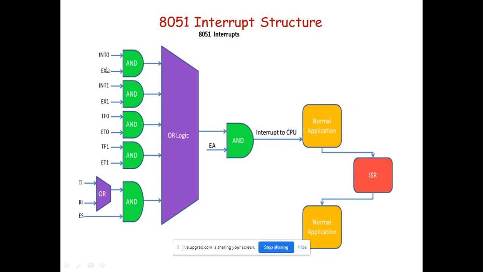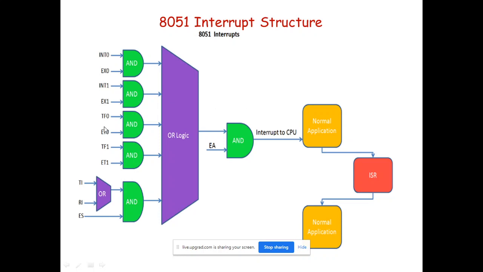This AND gate is controlling whom? That is INT 0, external interrupt 0. This AND gate is controlling INT 1. This AND gate is active only when this is 1, that is, enable is 1. Suppose this is 0, the AND gate will not pass INT 1 further.